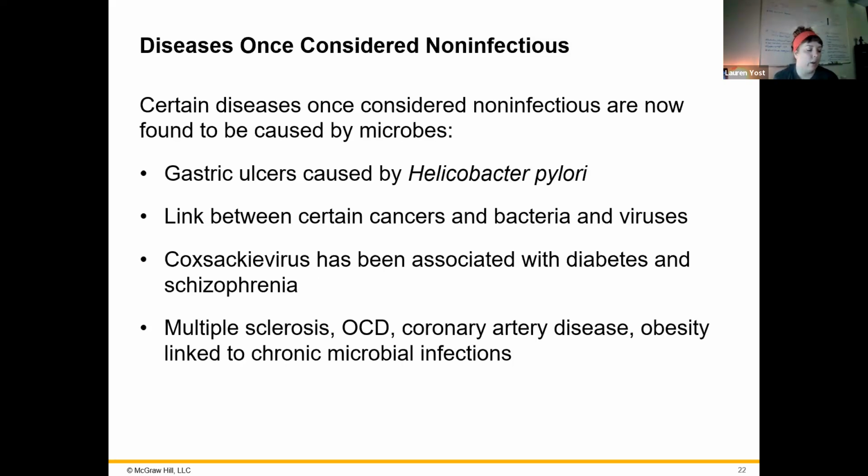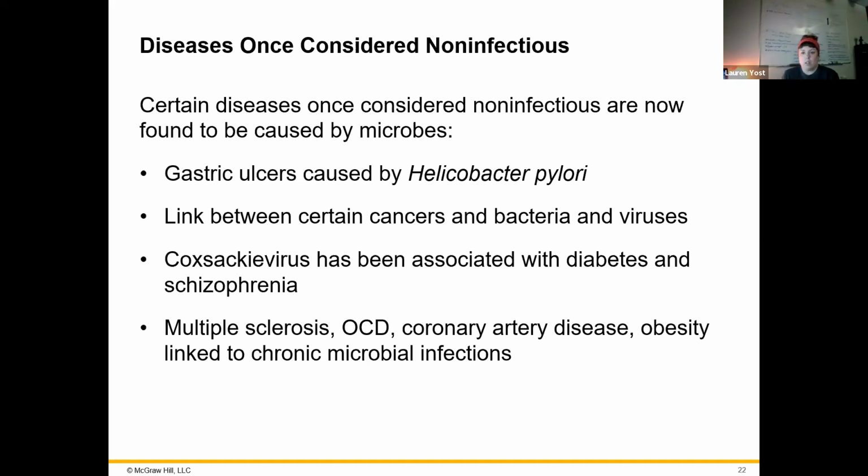Of course, there are now discoveries that some diseases that we thought were not microbially related are in fact caused by microbes, like ulcers. Ulcers are caused by the bacterium Helicobacter pylori. Isn't that interesting? About half of the population has it. There's also been a link between Coxsackie virus and diabetes and schizophrenia. That's terrifying and very interesting.